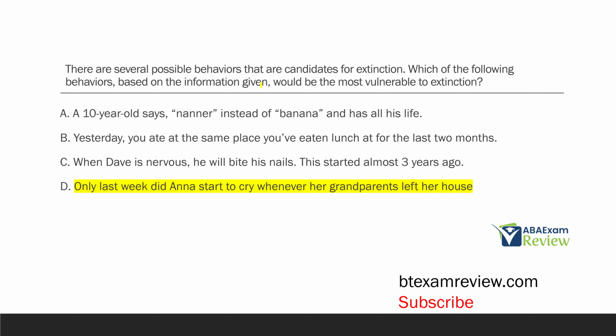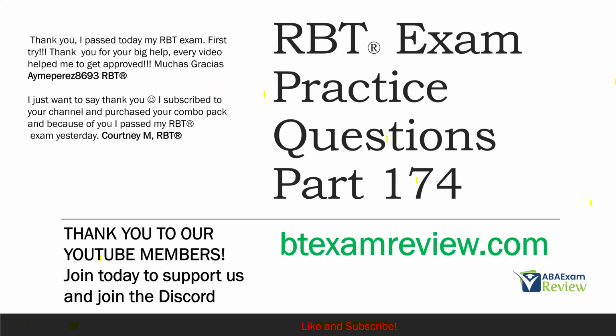Now, there are many more variables that might affect extinction, but what are we doing? We're answering the question given, and the question says use the information. And the information we have is the amount of time these behaviors have been happening. And that's all we know. So the one that's going to be most vulnerable to extinction is the one that's been happening the shortest.